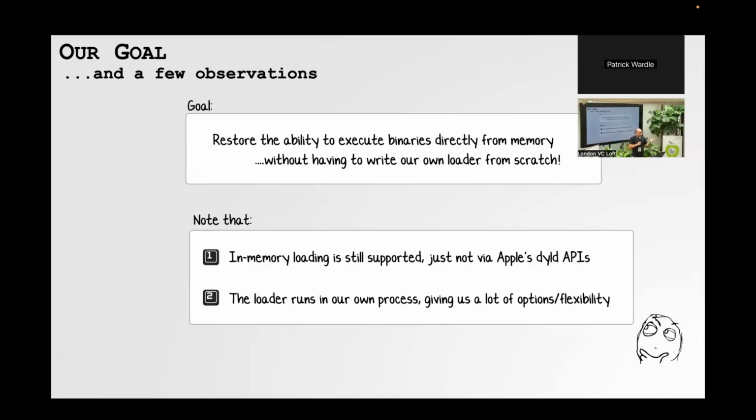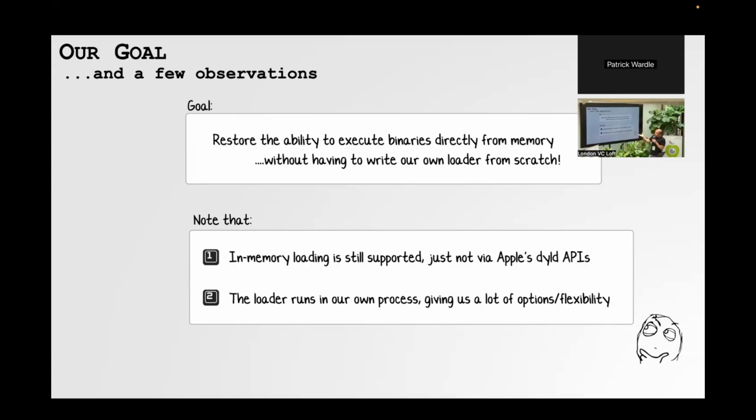Yes, you can always write your own loader. This is what malware does on Windows, but writing a loader is incredibly difficult, a ton of work, super complicated, and just not something you want to do. There are two observations: in-memory loading is still supported. Like I said, when the binary gets read into memory, the loader maps it all in memory and eventually executes it from memory. It's just not directly supported via the APIs now.